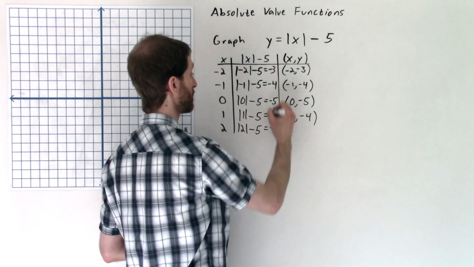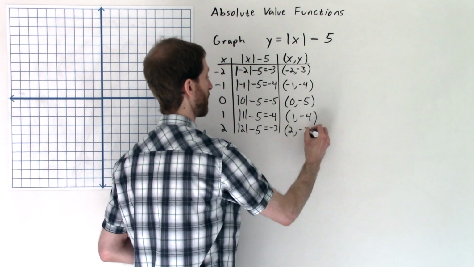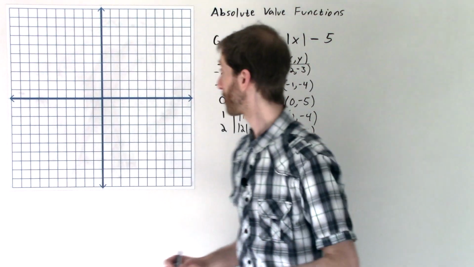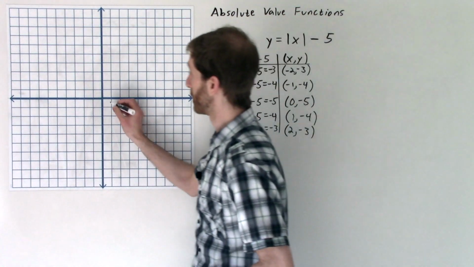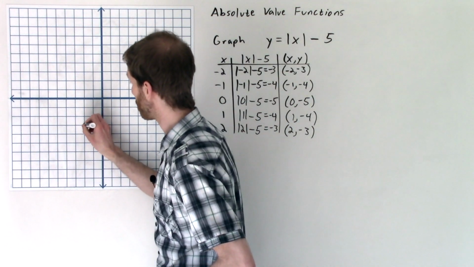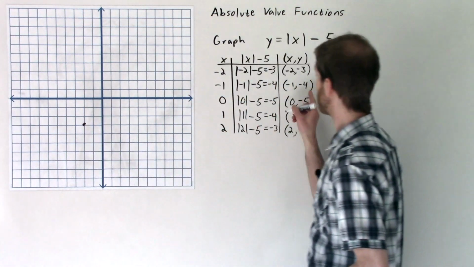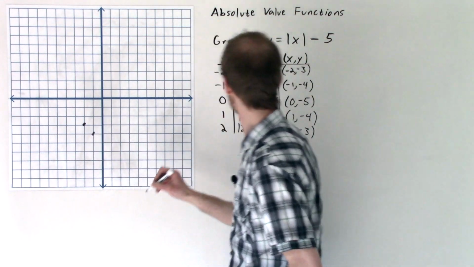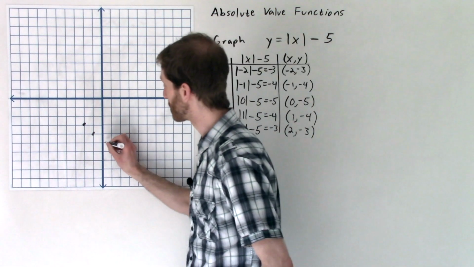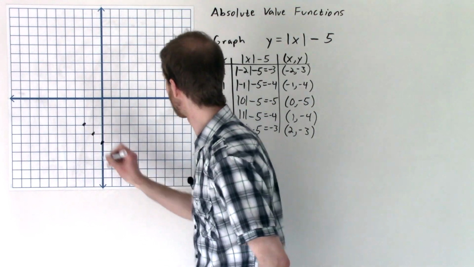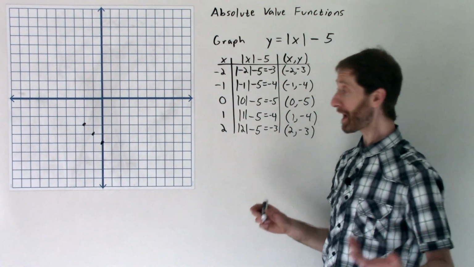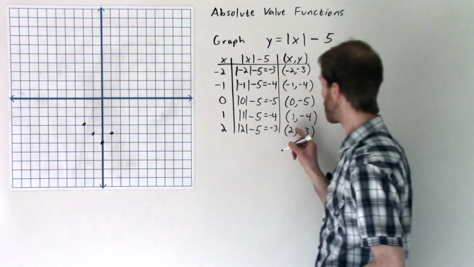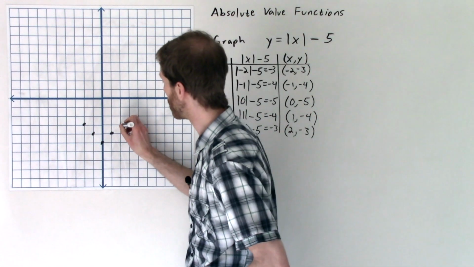Notice the symmetry in those y values. We have two -3s and two -4s. All we've got to do is plot those points. We're going to plot -2, -3: left 2, down 3. Then -1, -4: left 1, down 4. Then 0, -5, that's down here. 1, -4 is over here. And finally, we had one more point, 2, -3, right here.